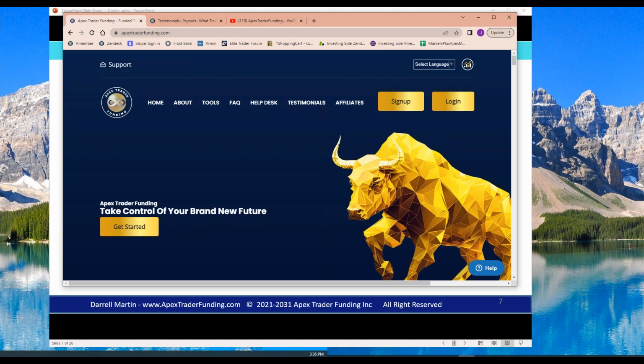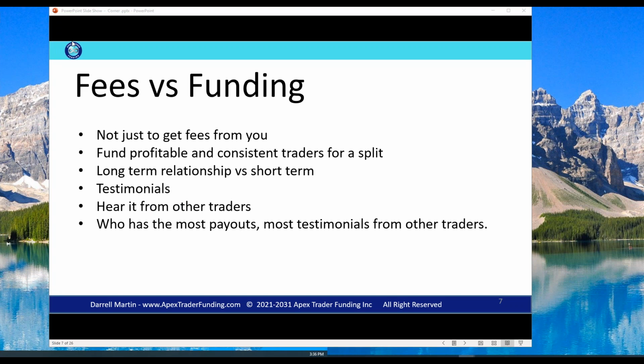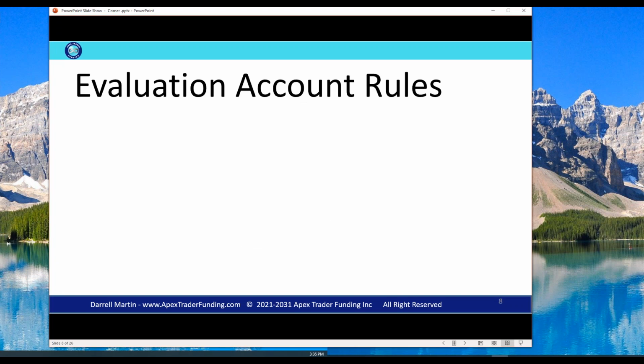But what you also want to do is look at the rules, okay? What are the rules for getting funded? So how does this work? How does this actually work, this whole funding thing? All right, well, you start off with an evaluation account, all right? That's where we evaluate you. Can you trade? Can you meet a profit goal, meaning can you make X amount of dollars without losing X amount of dollars?